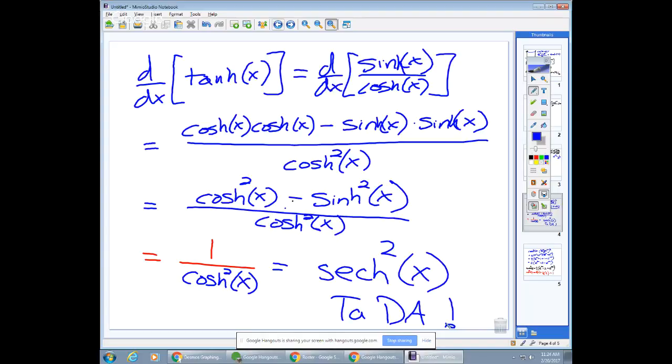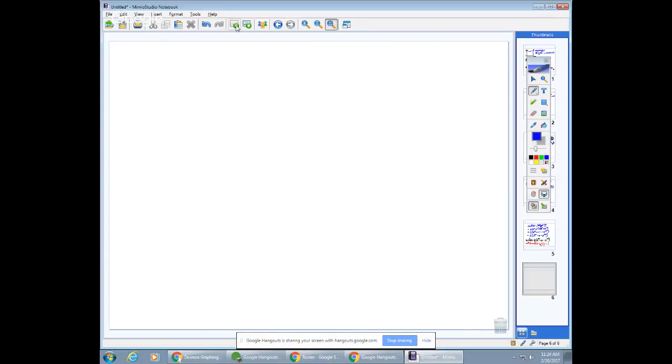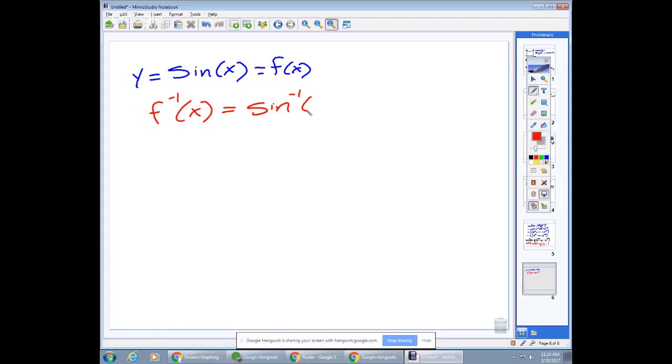Did that. All right, let's see what an inverse trig function looks like. Just a reminder about regular trig. If we know y equals the sine of x, and that's f of x, then f inverse of x is often written as the sine inverse of x, which is also called the arc sine of x. So are you guys familiar with the arc expression with those inverse trig functions?